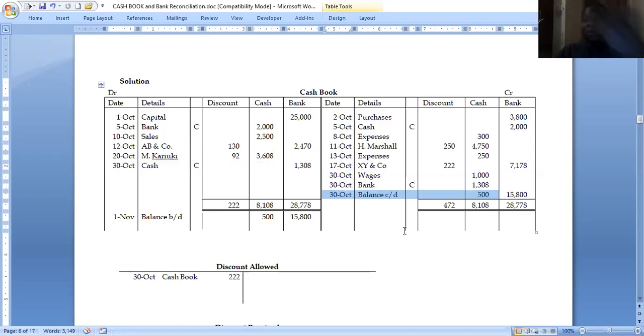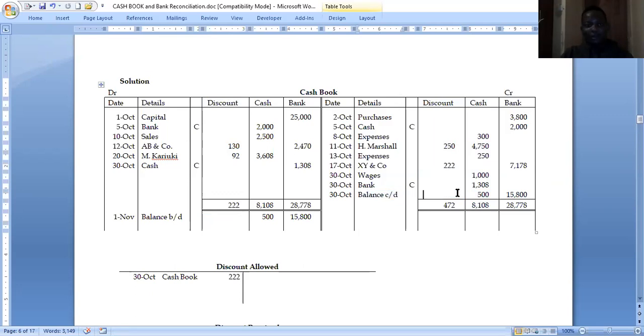I know you understand the concept of balancing off accounts. After balancing off the bank account, we are left with 15,800 shillings. Then for the discounts columns, for the cash account you have the balance carried down. As you can see, the cash has a balance carried down of 500, and the bank has a balance carried down of 15,800. And for the discounts, as you can see, there is no balance carried down.